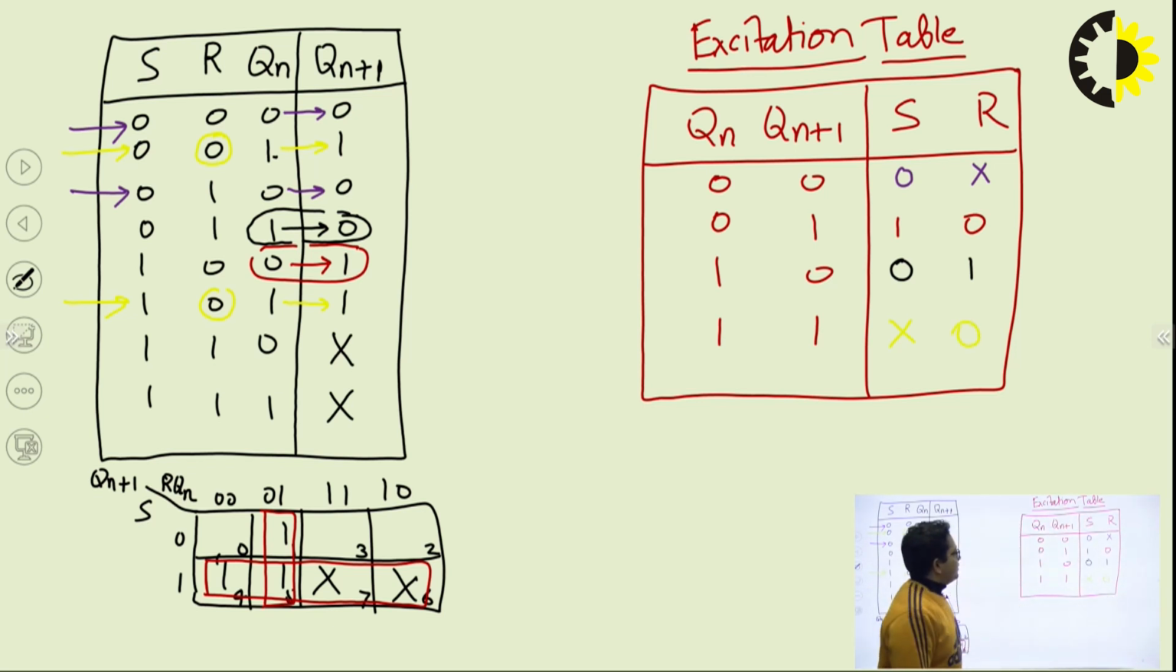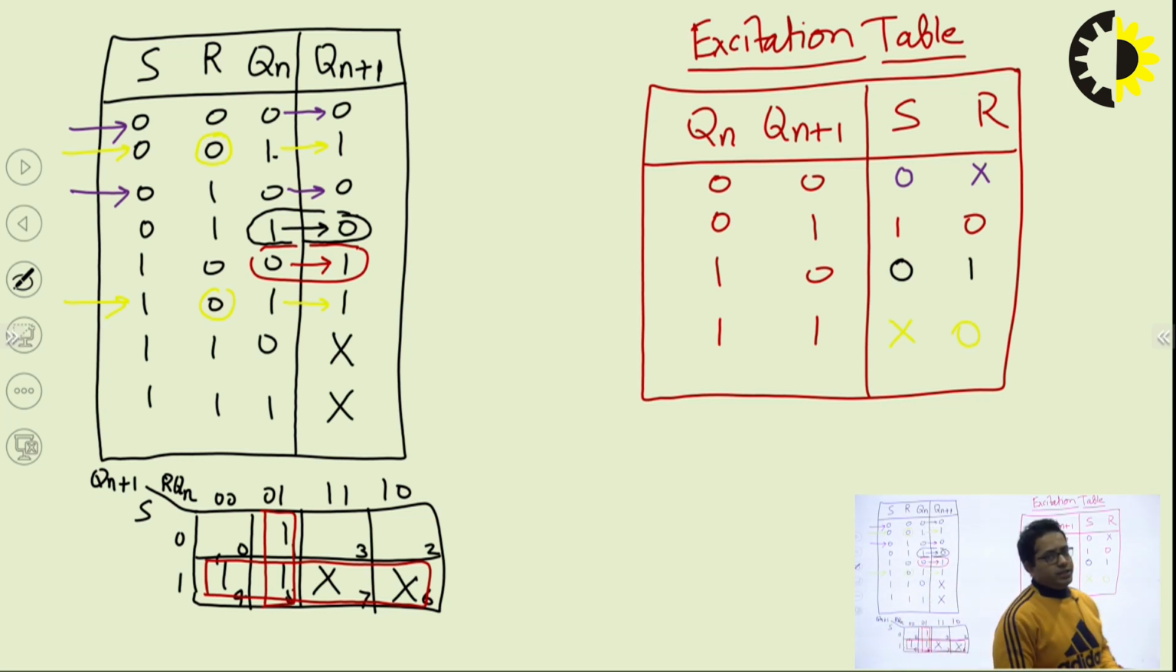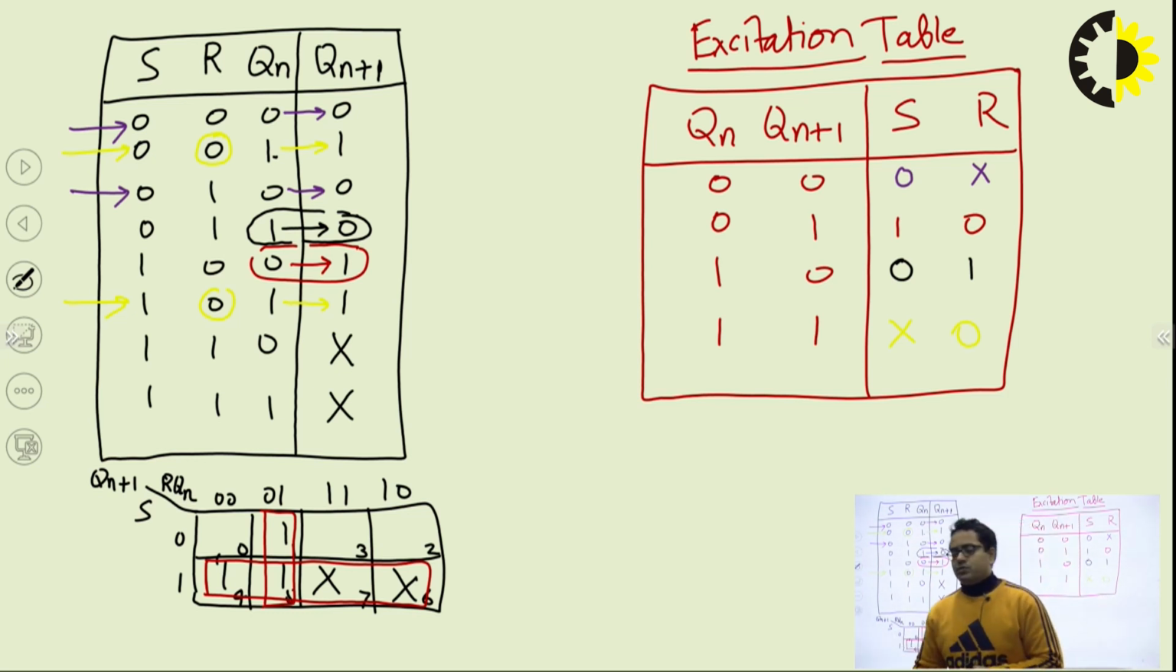In this way, we have to draw the excitation table as well as the characteristic table. For drawing the characteristic table, just remember the point of a sequential circuit. What is a sequential circuit? It is a combination of present input as well as the past output. So the inputs that we are going to take are S, R and Qn, and the output is Qn plus 1.